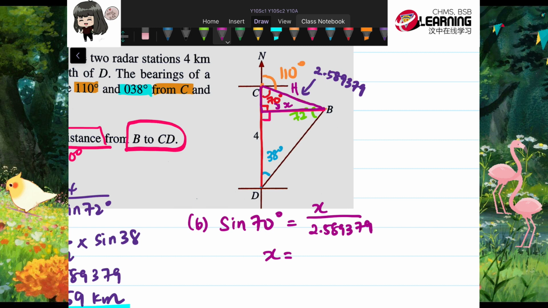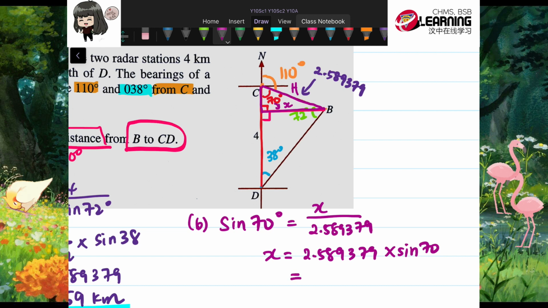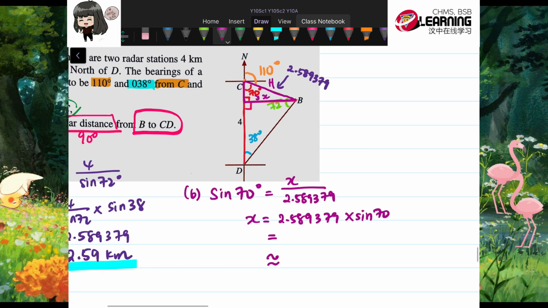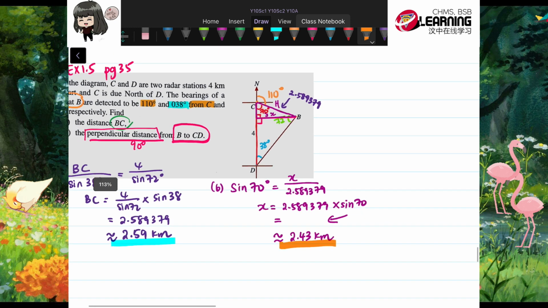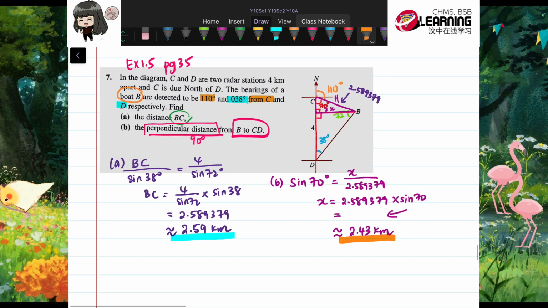Okay, so my X will be 2.589379 times sine 70. You can press the calculator on your own, and then give me the answer, the one that is not rounded off. Okay, the answer is 2.43 kilometers after rounding off. That's for question number 7.